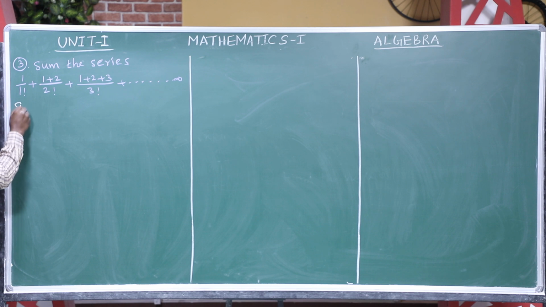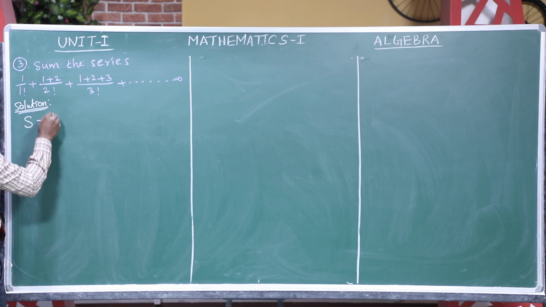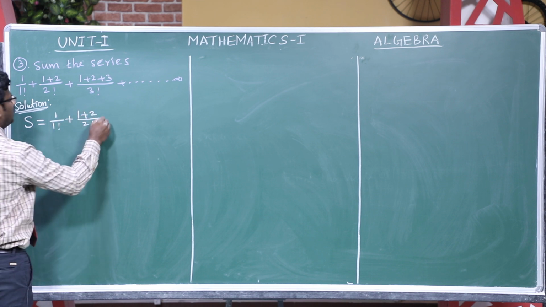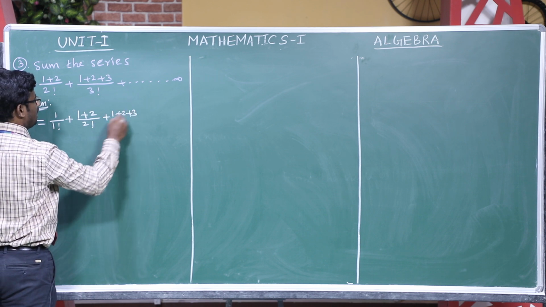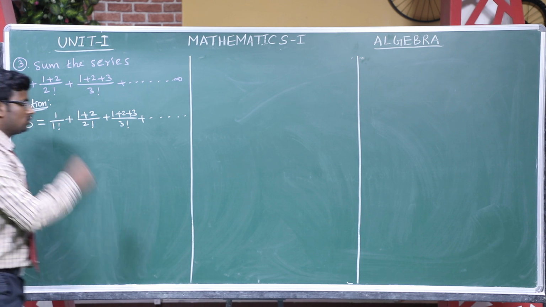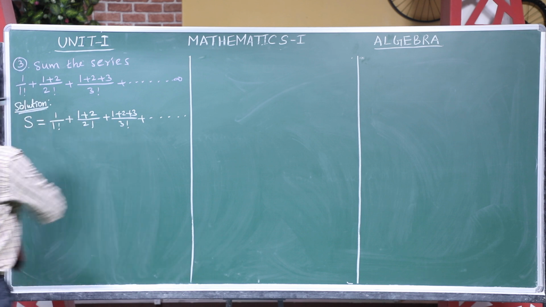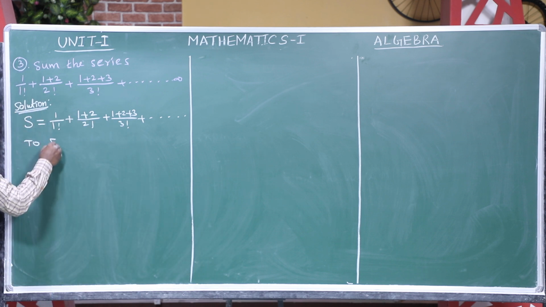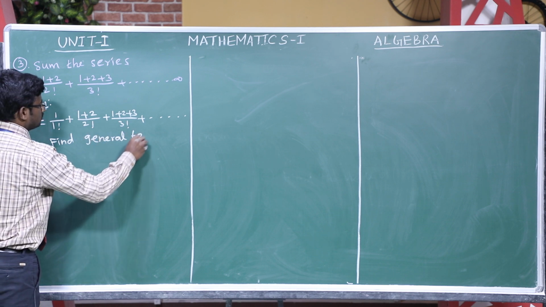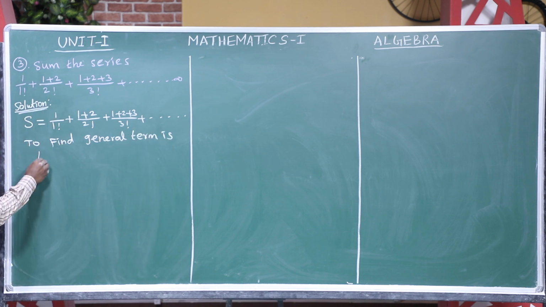The solution: the given series, I will take as S, is equal to 1 by 1 factorial plus (1 plus 2) by 2 factorial plus (1 plus 2 plus 3) by 3 factorial, plus and so on. First of all, we want to find the general term, Tn, that is the nth term.